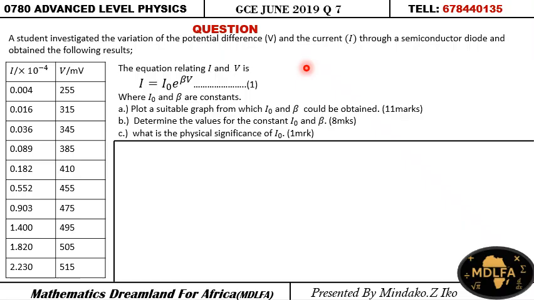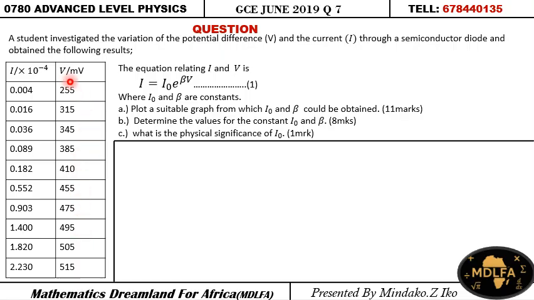Let's read the question together and then we start the solution. A student investigated the variation of potential difference V and the current I through a semiconductor diode and obtained the following results. These are the current values. These are the voltage values, or the PD values.